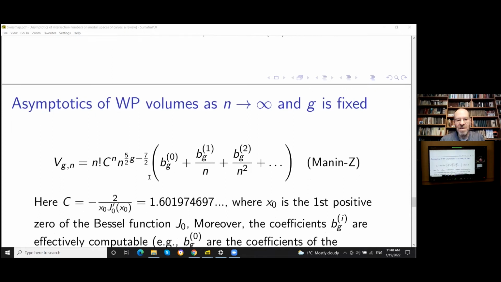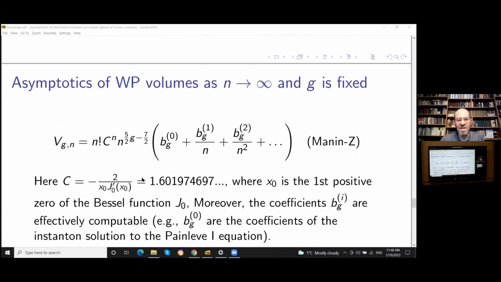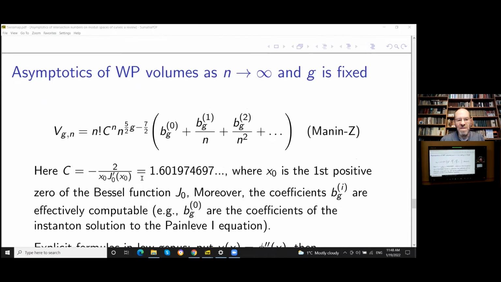And here, c is given by an explicit formula, namely it's minus 2 over x naught J naught prime of x naught, where x naught is the first positive zero of the Bessel function J naught.